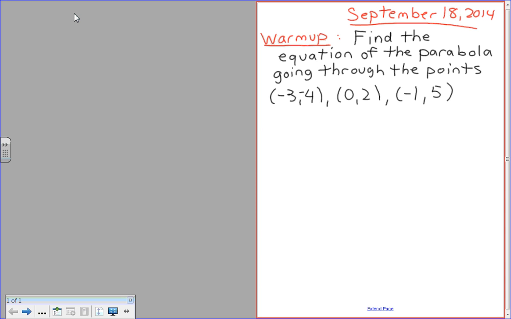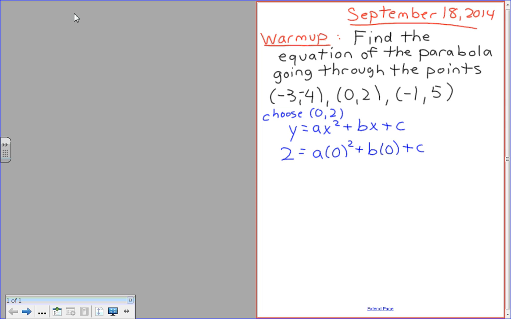Sorry, Julia, first step is going to be what? So 2 equals a times 0 squared plus b times 0 plus c. Good. I'll write that out: 2 equals a times 0 squared plus b times 0 plus c, so c equals 2.